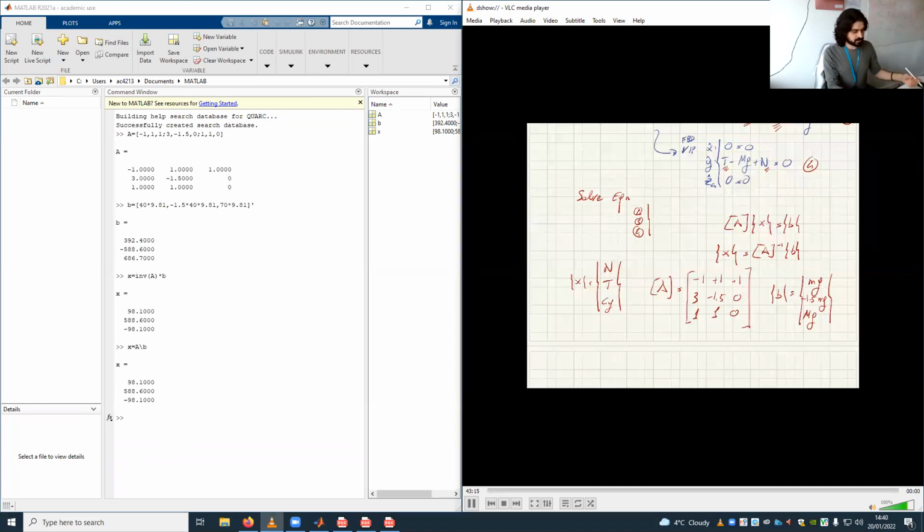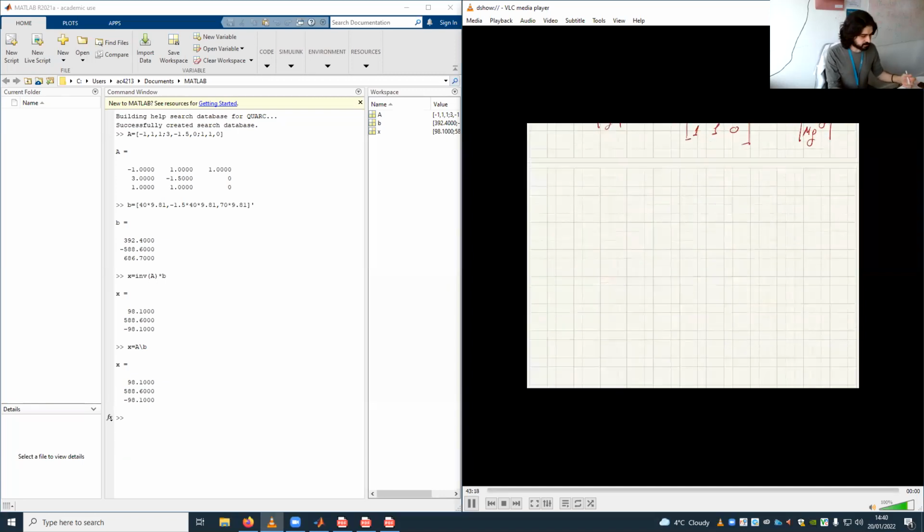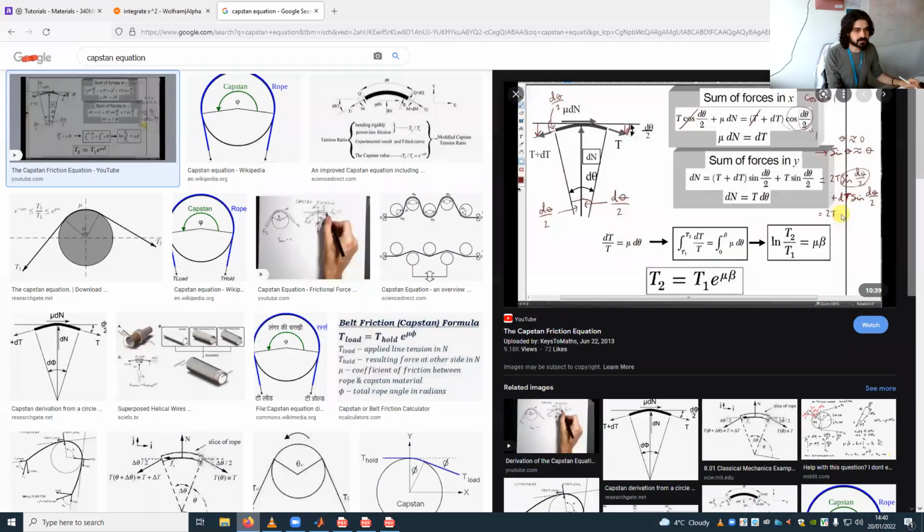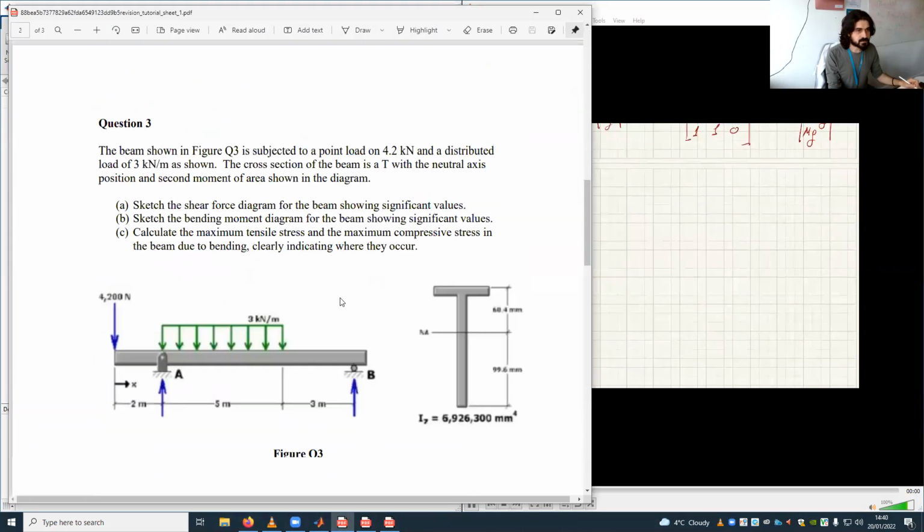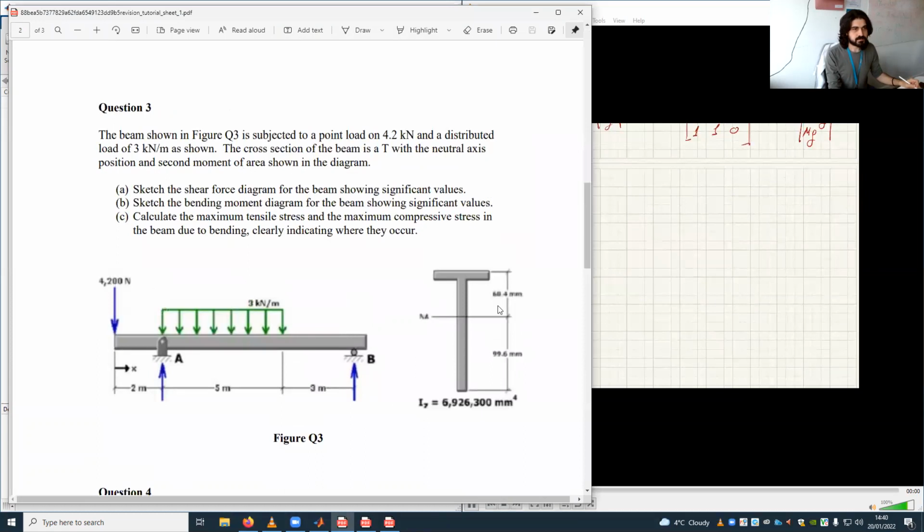Okay, so that was question one. So now let's solve question 3, which is this. The beam shown in figure Q3 is subjected to a point load of 4.2 kilonewton and a distributed load of 3 kilonewton per meter as shown. The cross section of the beam is a T section with the neutral axis position given here.